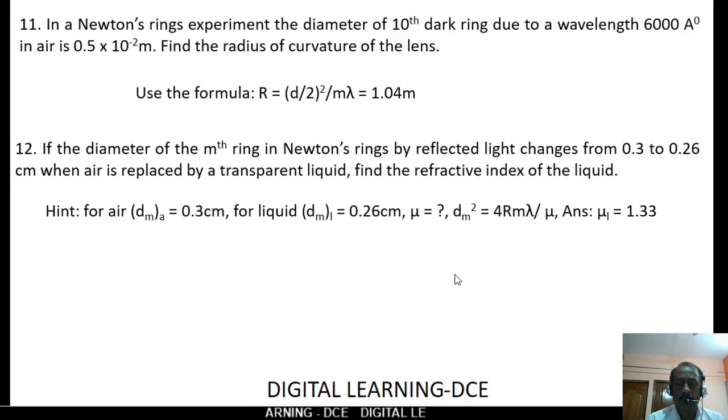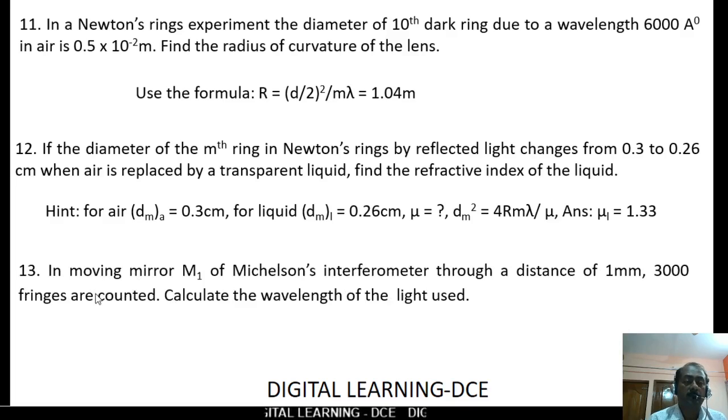Here for this one, you can use the formula like d square m for air is equal to 4 r m lambda upon mu A. For liquid, d square m L equals 4 r m lambda upon mu L. On comparing these two equations, finally you got this formula, and on further substitution and calculation you got the refractive index of liquid is 1.33.